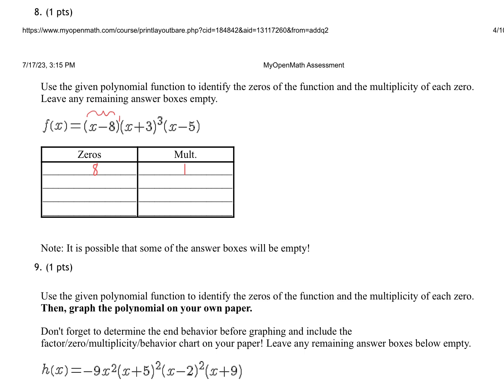Next, we'll have the 0 of -3, and the multiplicity is 3. And next we will have the third factor. The opposite is 5, and the multiplicity is understood to be 1.